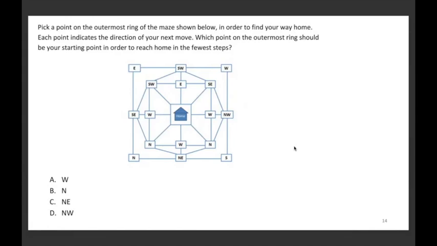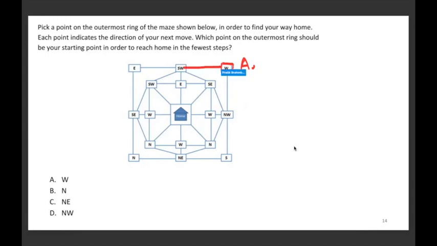Which point on the outermost ring should be your starting point in order to reach home in the fewest steps, the minimum steps? Okay. First option says west. West is located here. This is option A. Let's see where we reach from west. It says west, which means I have to go here.